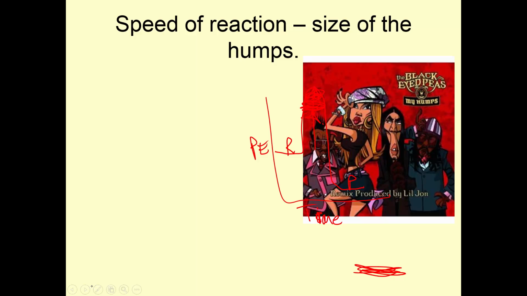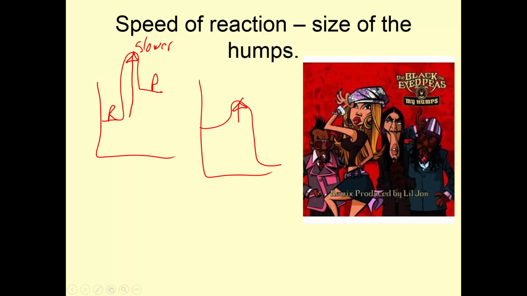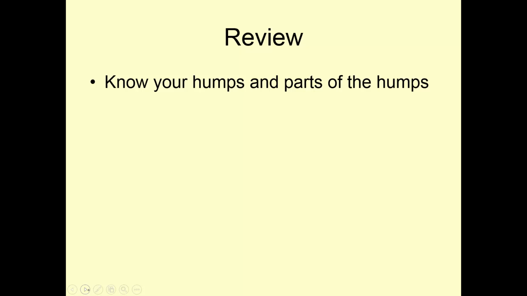So the speed of a reaction is based on the size of the humps. Just so you know, sometimes the reactants start here and the products go here. If I had one that did this, this one is slower, because the difference between my reactants and the top of my hump is bigger. This one is faster, because that distance is shorter. Review: know your humps and the parts of the humps. That's it. Bonus section now.